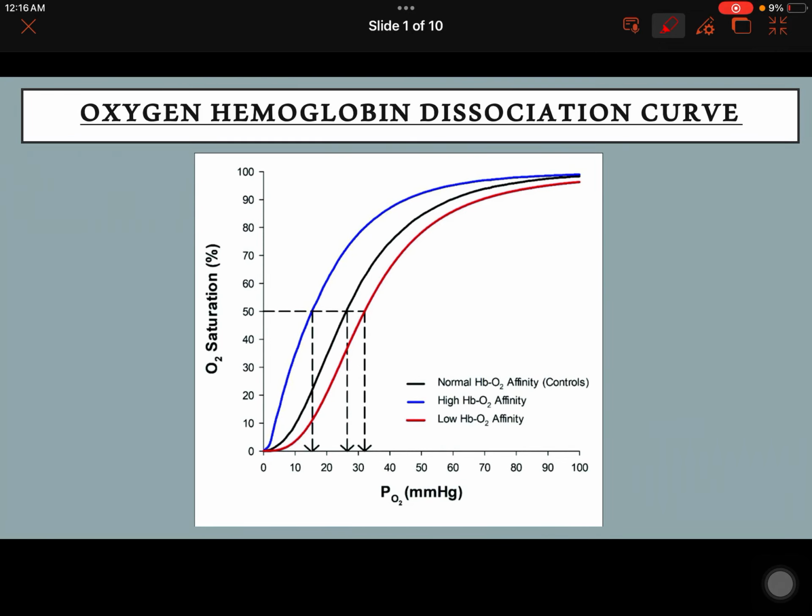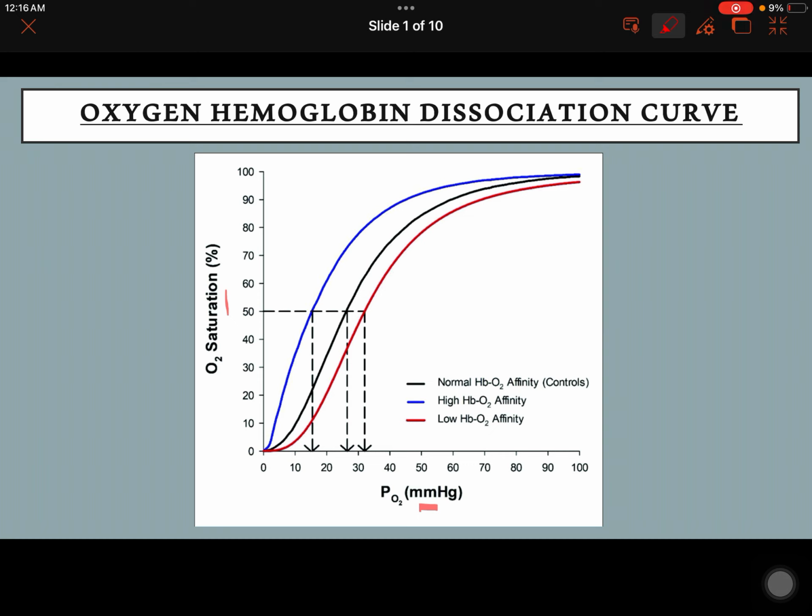So today in this video we'll be talking about the oxygen hemoglobin dissociation curve, which is also called the O2HP dissociation curve. In this curve we have two axes, the x-axis and the y-axis. On the x-axis we have the partial pressure of oxygen, which is measured in millimeters of mercury. On the y-axis we have the oxygen saturation, which is measured in percentage.